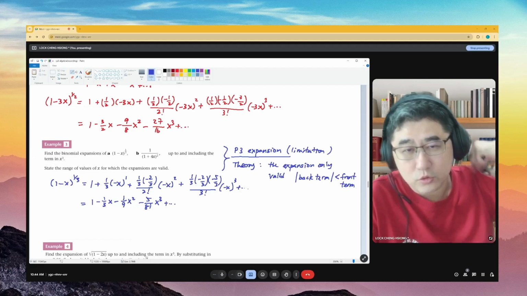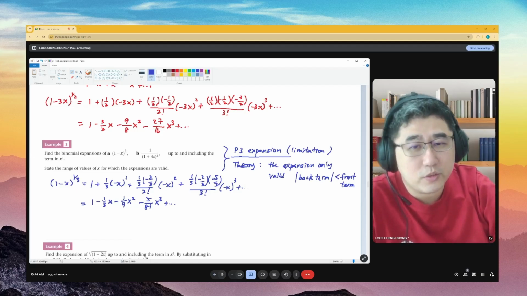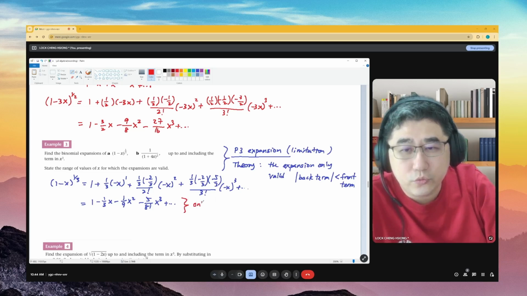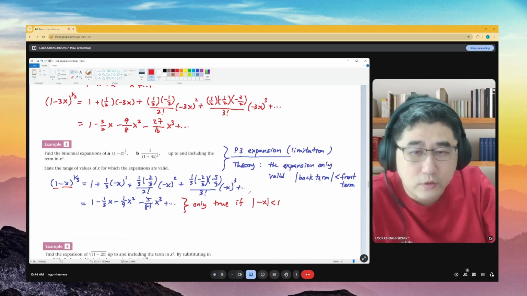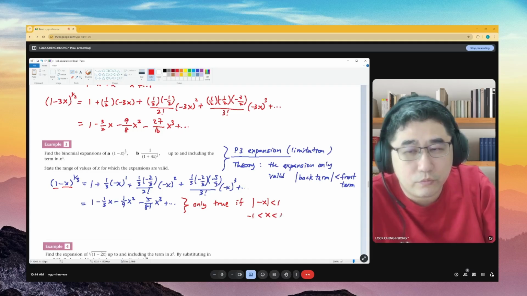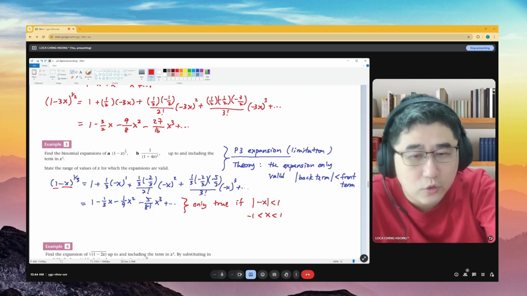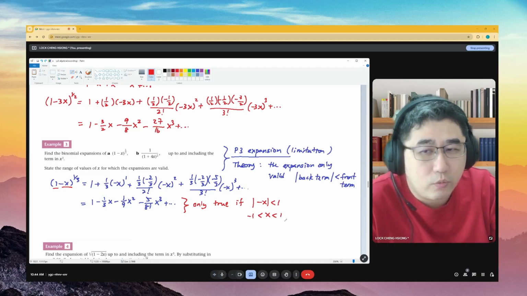So the theory says the expansion is only valid for the modulus of the back term lesser than the front term. That means over here, this is only true if the modulus of negative x is lesser than 1. The negative x is the back term, then the 1 is the front term. So if we simplify it, x is in between minus 1 and 1. So in the end, this expansion is only true for values of x between minus 1 and 1.